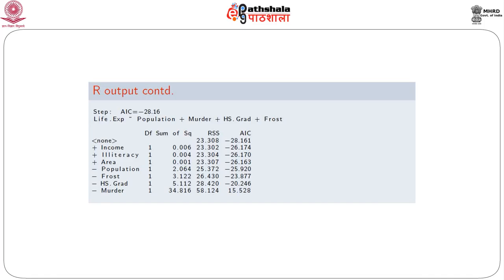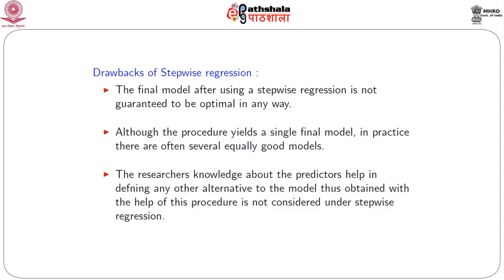But there are several drawbacks of stepwise regression. The final model after using stepwise regression is not guaranteed to be optimal in any way, which means that when we arrive at a final model which contains only the significant variables, we cannot guarantee that this is the optimal set of variables that should be added in this regression model.